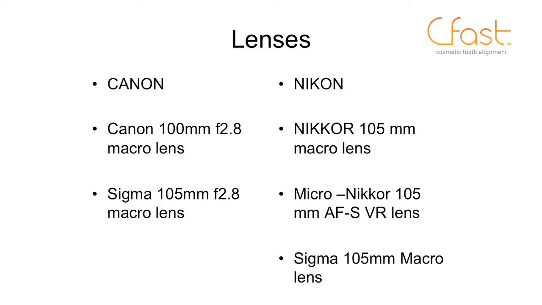Lens-wise, the main thing is that we want a 100 or 105. You can get a Canon lens to go with a Canon body or a Nikon lens. There are, however, cheaper alternatives. For example, Sigma do a number of lenses that are a little bit more cost-effective. But we really want to be having the macro lens.